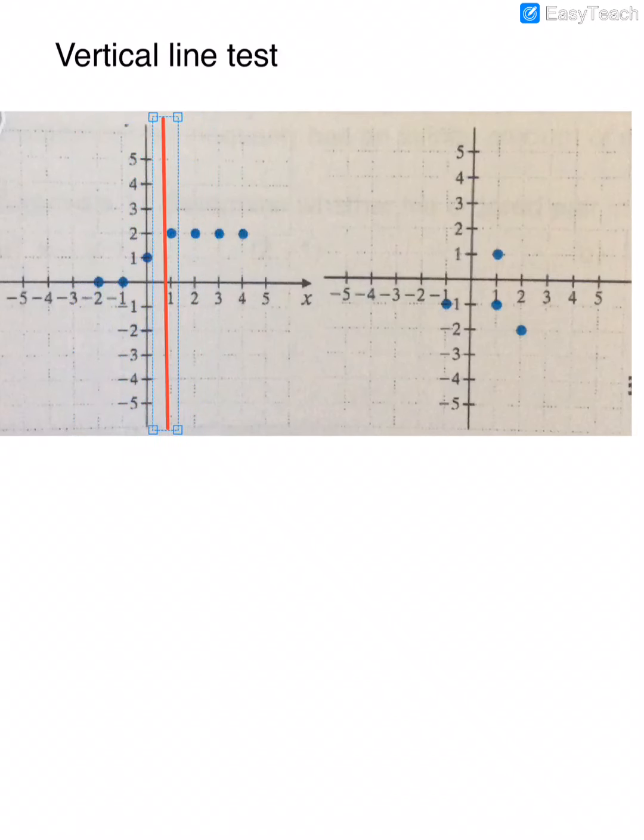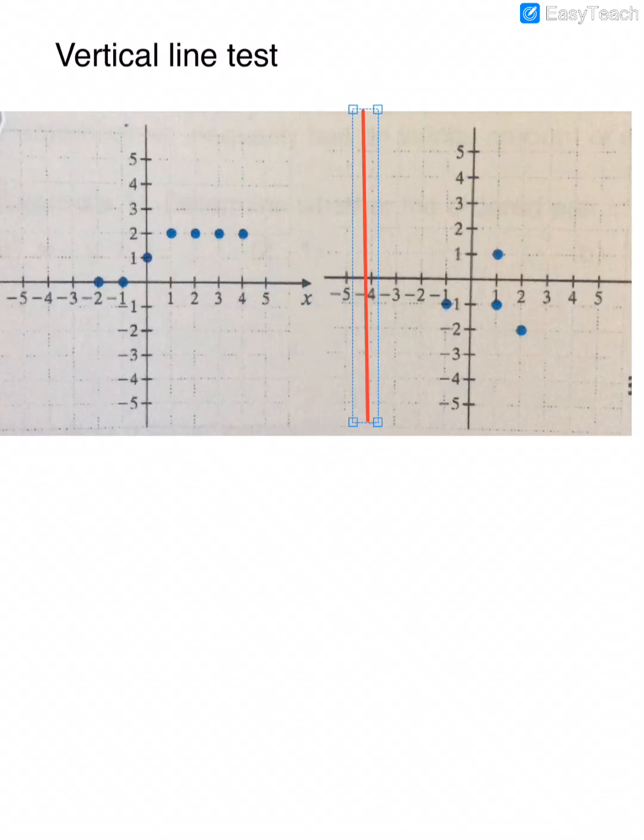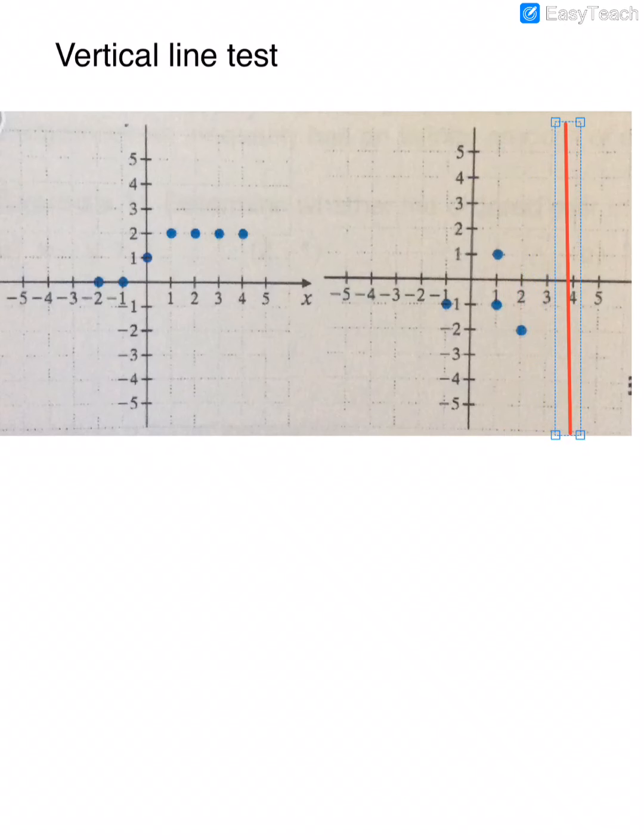Well, this first graph does not touch the vertical line in more than one spot at a time, so it is a function. But this second graph, when we get right here, it's touching our vertical line in more than one spot at a time. So this is not a function. So this first one is a function, and the second one is not a function.